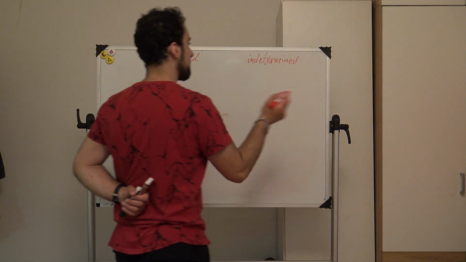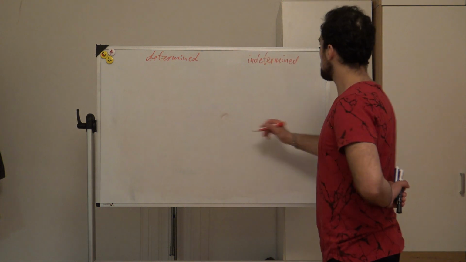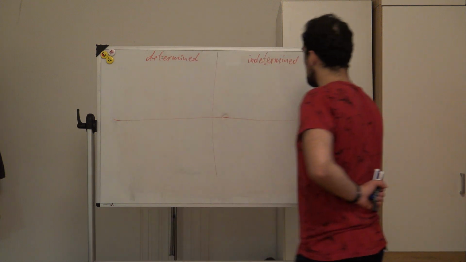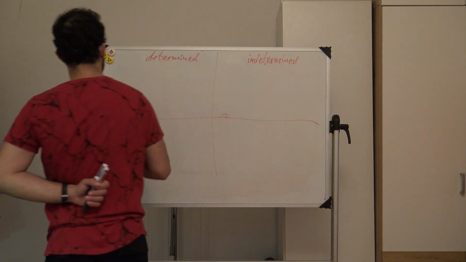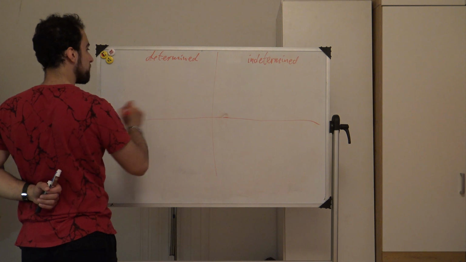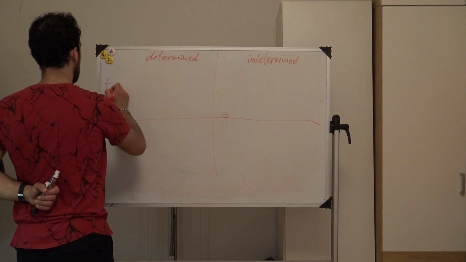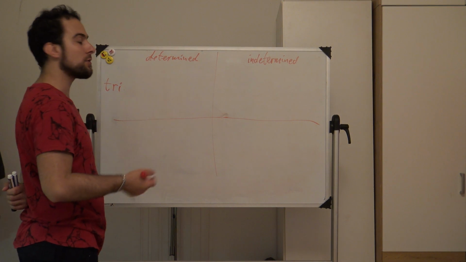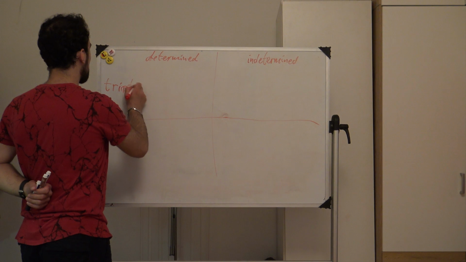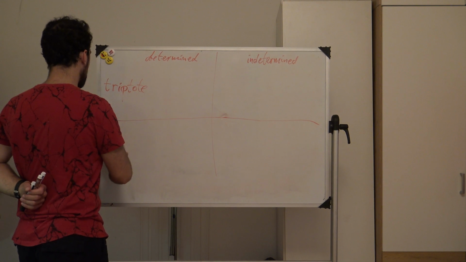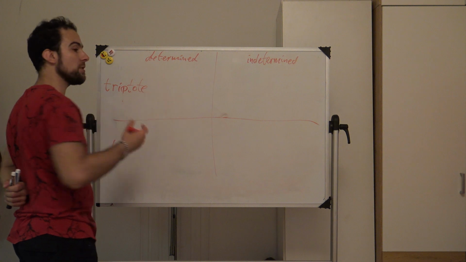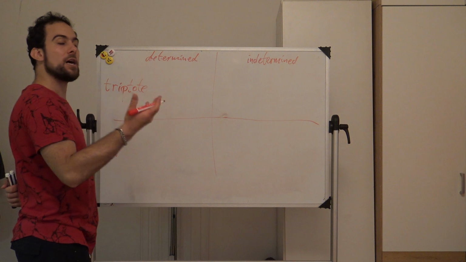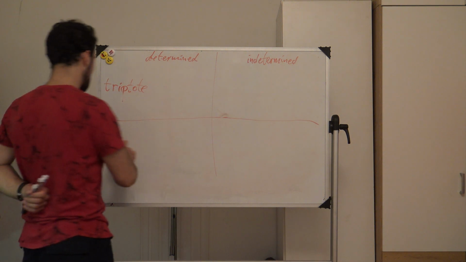And what else? There are triptotes. In Arabic, as always, there are two kinds of declensions for nouns: the triptote and the diptote one. Triptote is baytun, baytin, baytan, and diptote is madarisu, madarisa, madarisa.